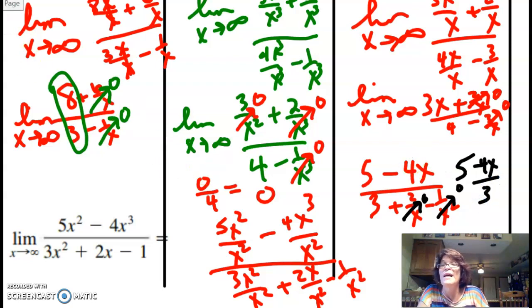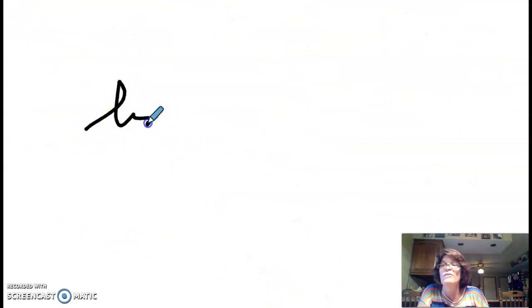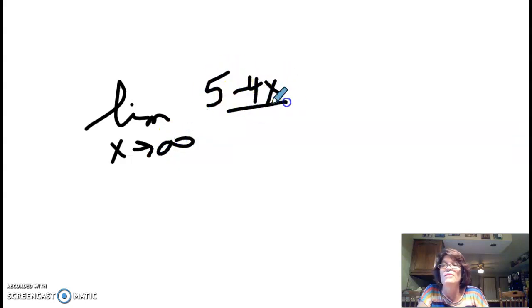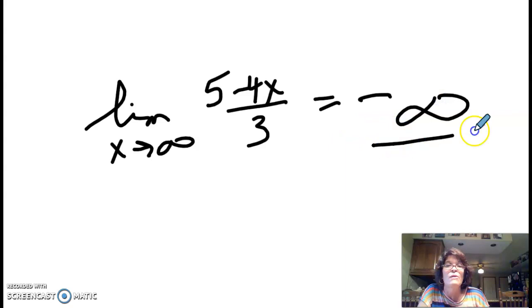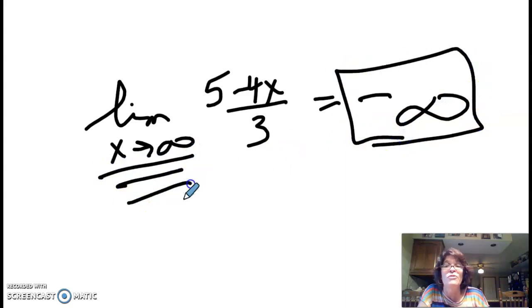Now I want you to think about what's happening. The limit as x approaches infinity of 5 minus 4x over 3. If x is getting huge, like 10,000, 5 minus 40,000, isn't this going to be a negative number? 5 minus 40,000 over 3, 5 minus 400,000 over 3. Be careful whether you're getting infinity or negative infinity. Don't assume it's infinity. Think about whether it's infinity or negative infinity. Okay? All right. That's everything. Good luck.